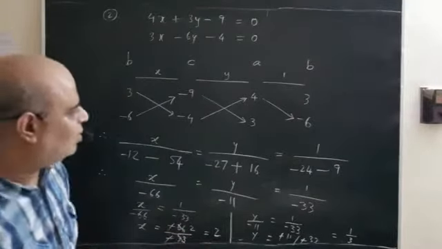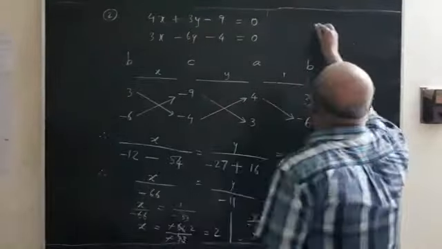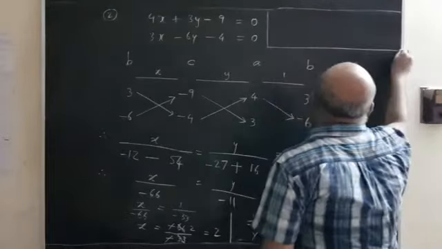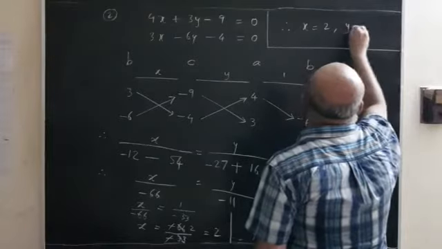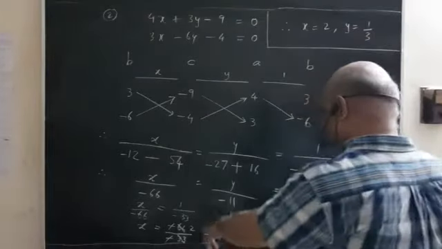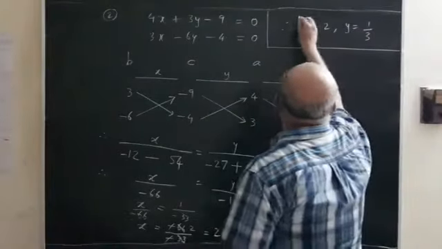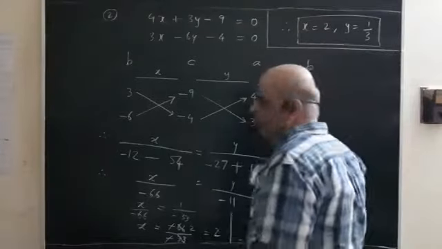X is equal to 2, y is equal to 1 by 3. So let me write it here. Therefore, x is equal to 2, y is equal to 1 by 3. That's the answer to this question. Alright.